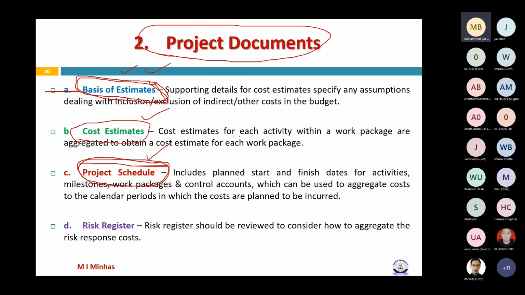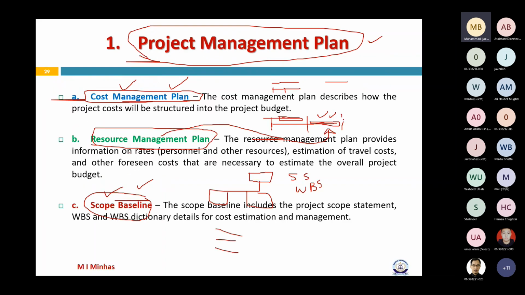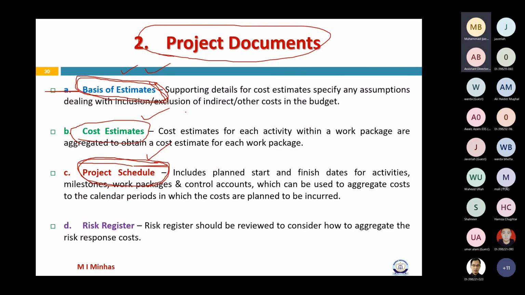But I ask you one question. Do you remember that the project management plan contained 12 plans and 3 baselines? Yes, sir. What are these 3 baselines? Scope baseline, cost baseline, and schedule baseline, right? So now this schedule is not written under the project management plan. So it should have been here in the schedule baseline, isn't it? Why is it here?